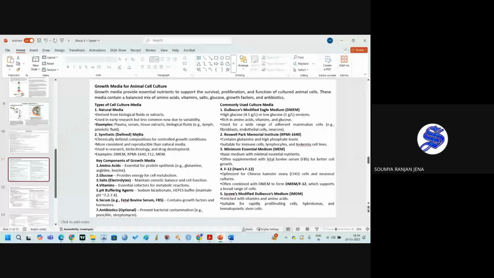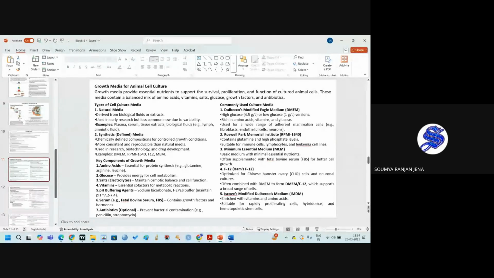This will mimic natural medium. In this medium, there is chemically defined composition or controlled growth condition, more consistent and reproducible than natural medium, used in research, biotechnology, and drug development, like DMEM, RPMI 1640, F12, and MEM. We will also describe this. What is the difference between these two culture media?